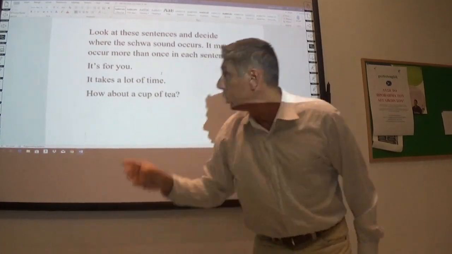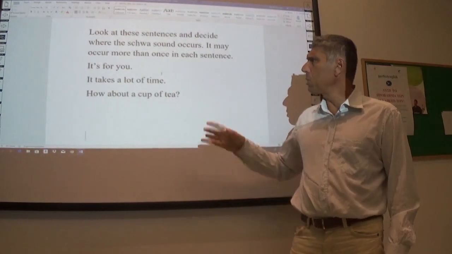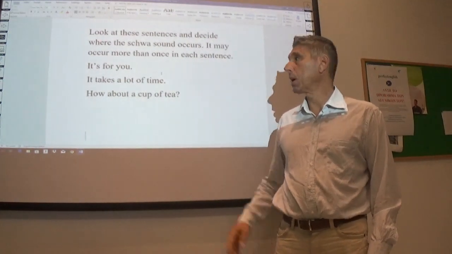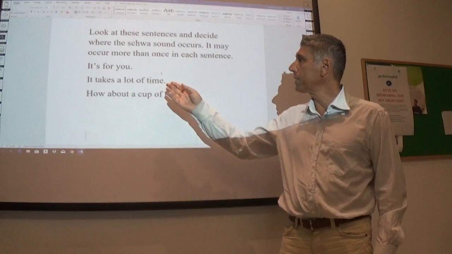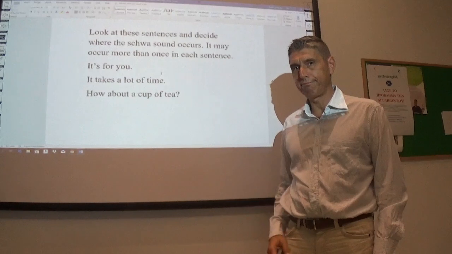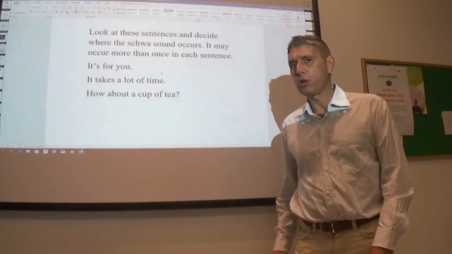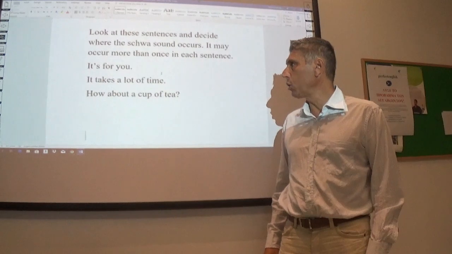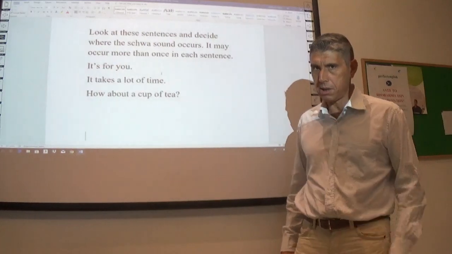Now, look at these sentences and decide where the schwa sound occurs. It may occur more than once in each sentence. Look at the first one. Can you find the schwa? Look at the second one. Can you spot the schwa? How about the third one? Okay, now let me start with the wrong pronunciation. The wrong pronunciation would be it's for you. It takes a lot of time. How about a cup of tea? This is the wrong pronunciation.